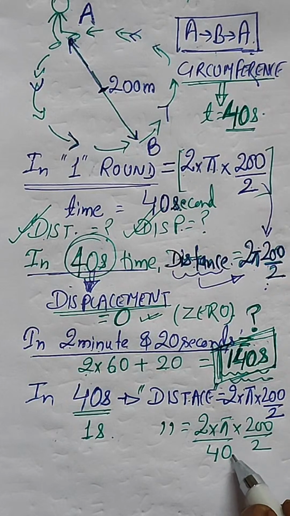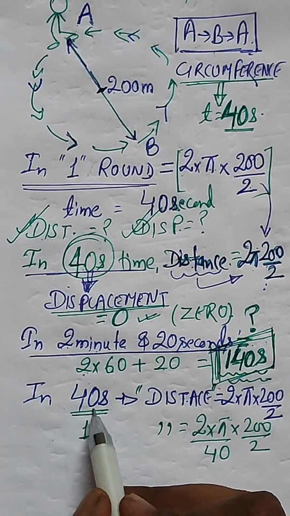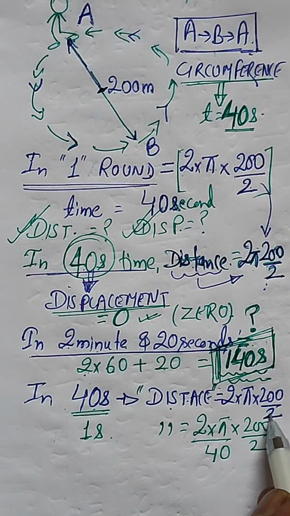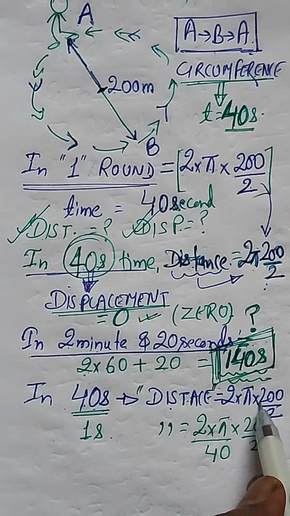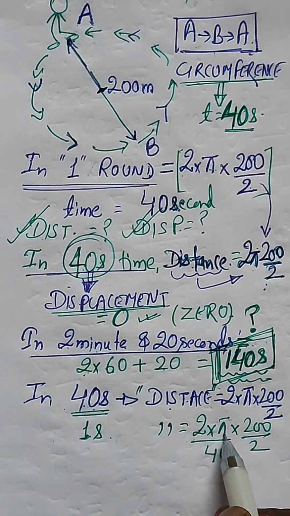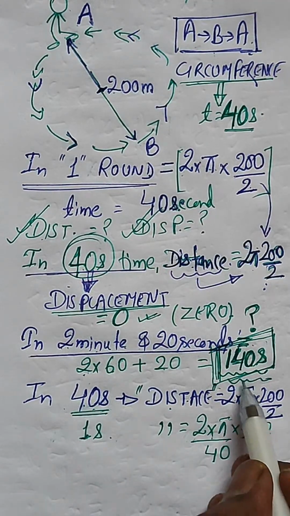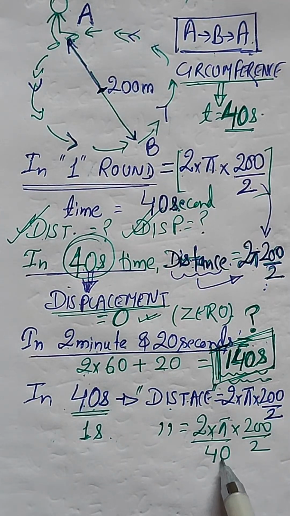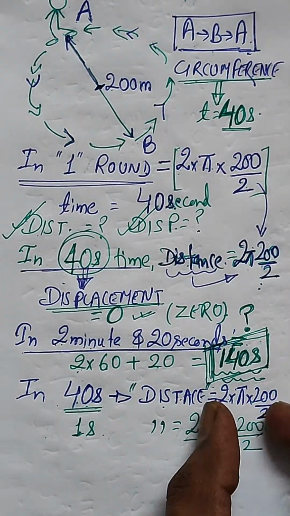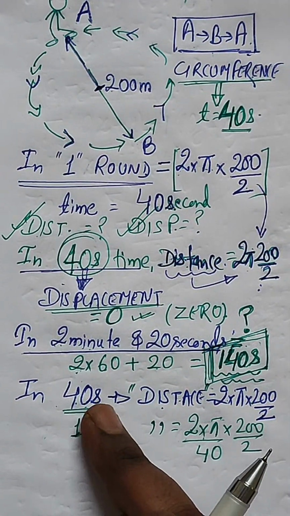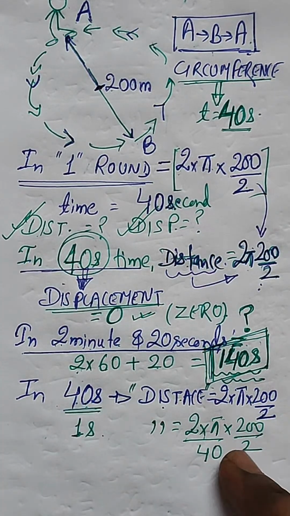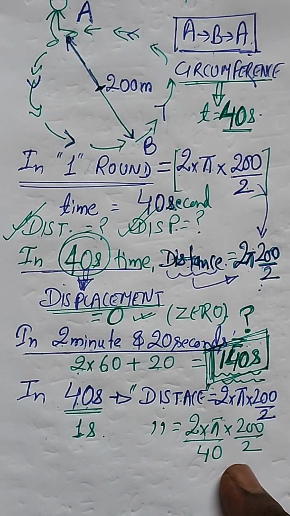Here, yes, because in 40 seconds the distance covered is 2 pi r, right? So if this is the distance covered in 40 seconds, then in 1 second how much distance will be covered? Definitely we should divide the entire distance by 40, because this is the distance which is covered in 40 seconds, then in 1 second definitely it will be lesser than that. Then we need to divide it. Simple, we applied the unitary method, right?